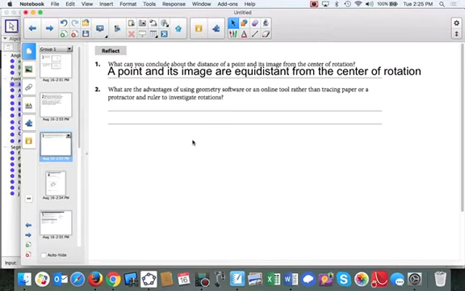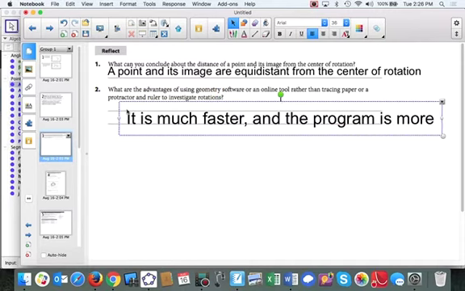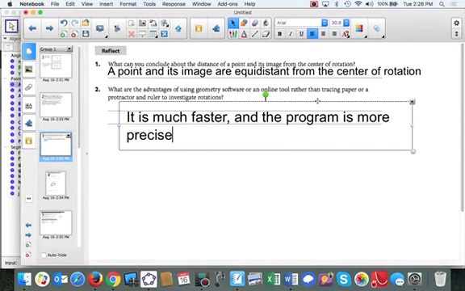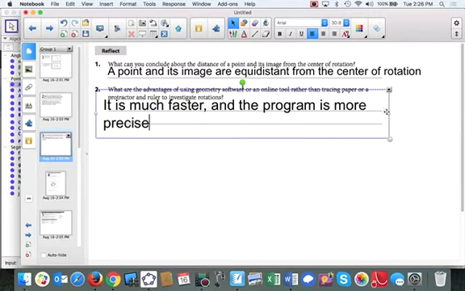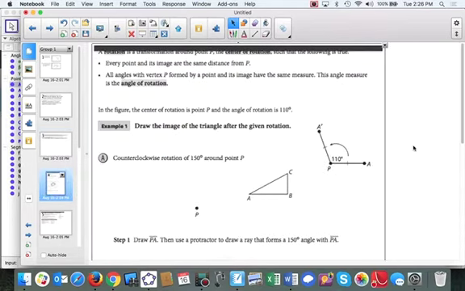What are the advantages of using geometry software as opposed to tracing paper or a protractor to investigate rotations? It's a lot faster. Plus, you kind of avoid a little bit of that human error that can happen when you're using a protractor and a ruler. So this is what it looks like when you are using a protractor and a ruler to do a rotation, which I am absolutely not going to ask you to do, but I want you to see what it looks like.